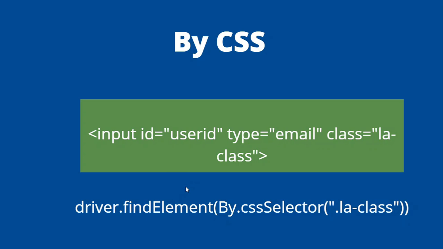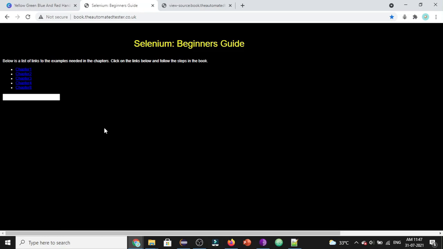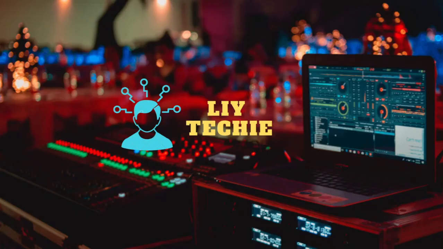So these are all the different locator strategies we have in Selenium. So now we have an idea of how to find a particular web element using Selenium locators. In the coming video, let's see how to identify this chapter 1 link using the locator strategies which we have discussed today. So that's it for this video, guys.